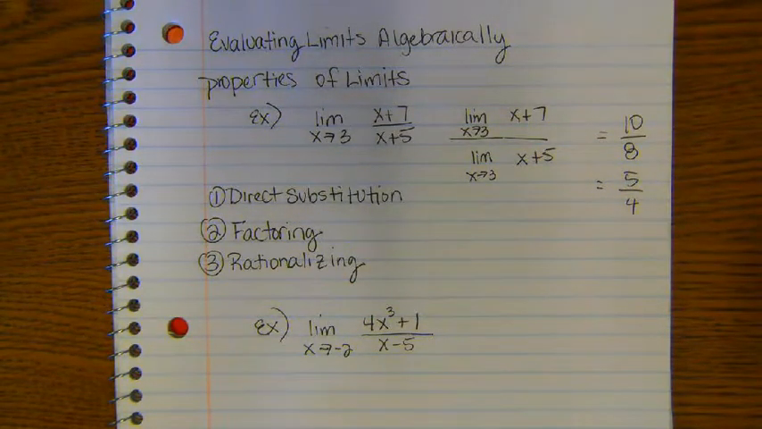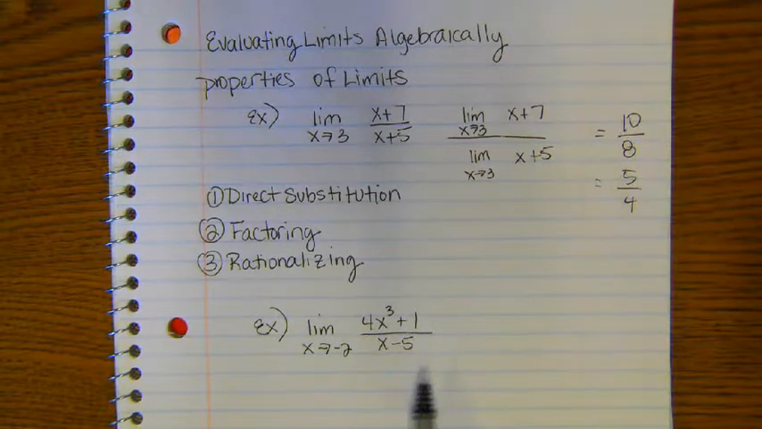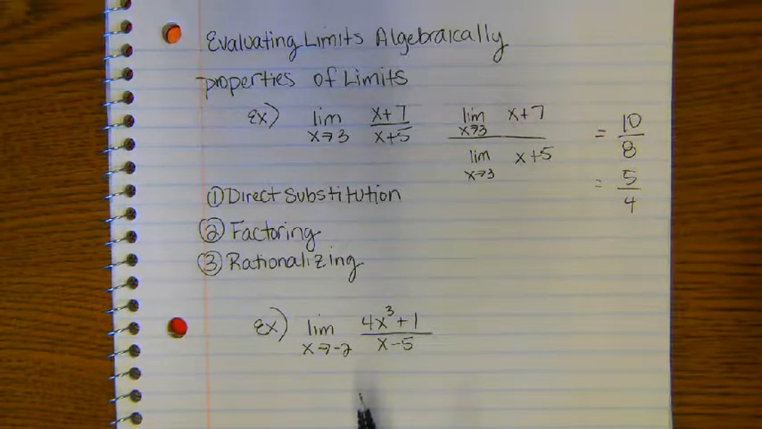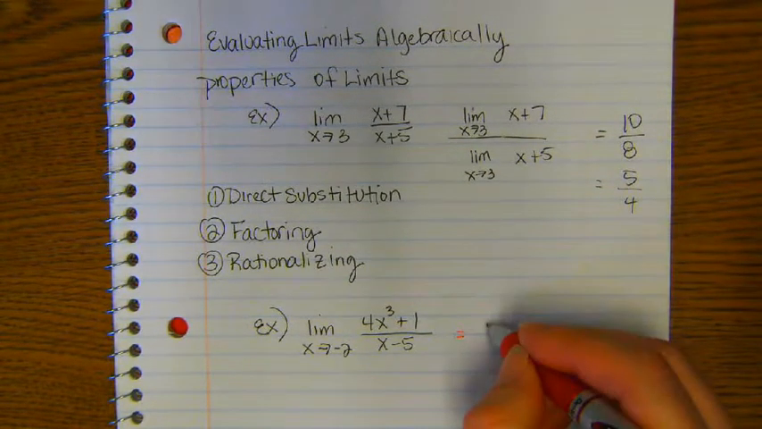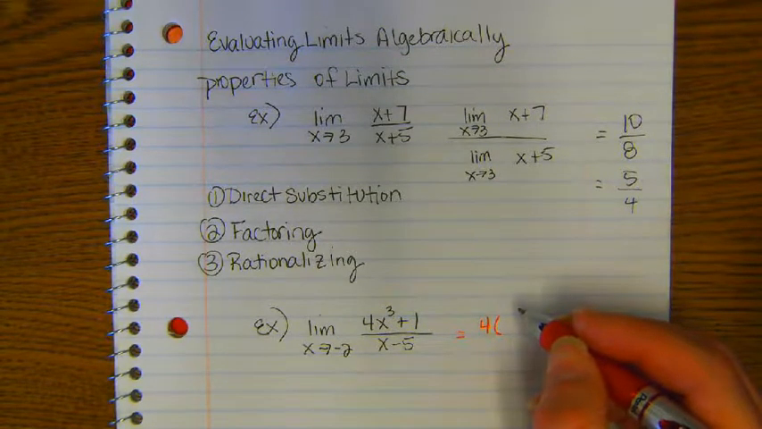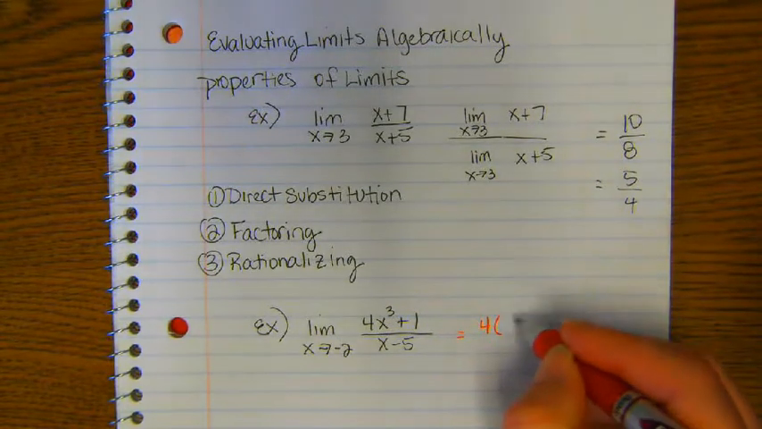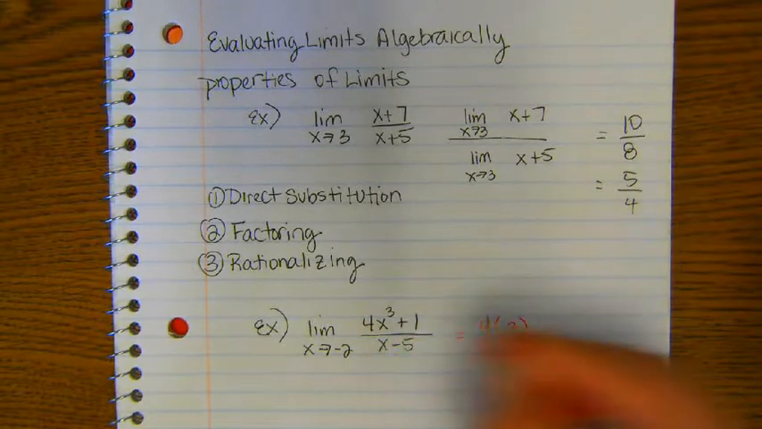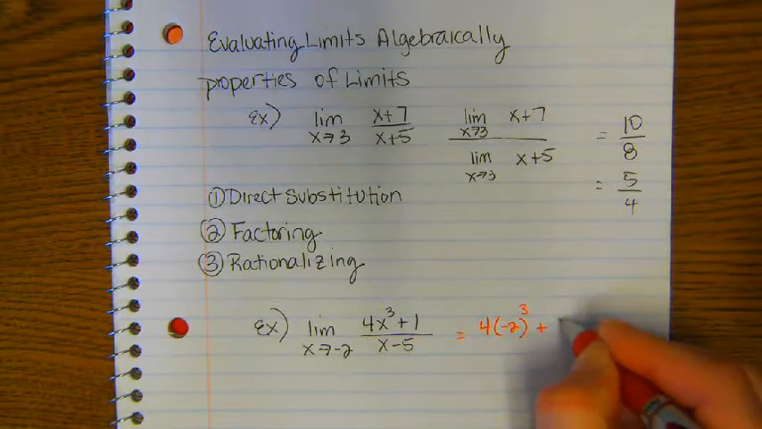Okay, so the first thing I'm going to try is can I put -2 in and get a number? And I can. So if I can do that, that's what I'm going to do. That's what I mean by direct substitution. So we put -2 in, and actually what we're using right now is the quotient rule, but again, you don't need to know that there's a name for it. We're just putting it into the numerator and the denominator and simplifying.